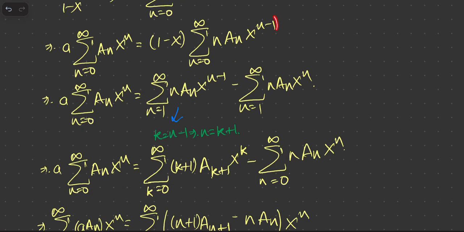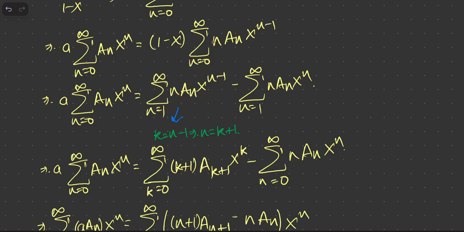Basically I'm going to multiply the sum by this 1 and by this x as well. That gives us a times the sum as n goes from 0 to infinity of a sub n times x to the n equals the sum as n goes from 1 to infinity. Wait a second, we have n equals 0, so how did I write 1 here?